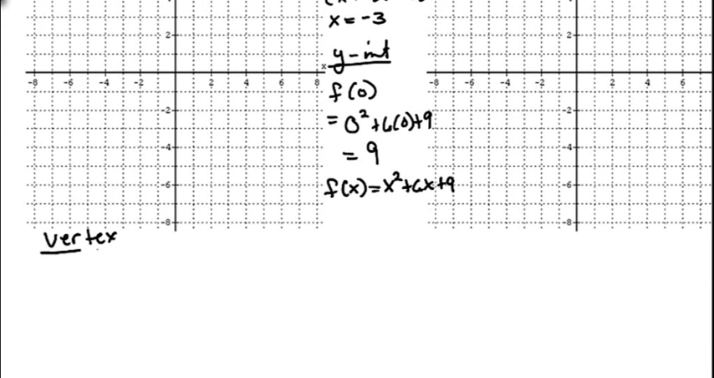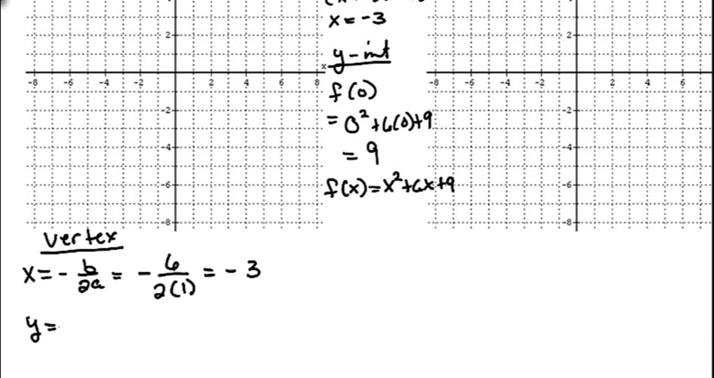The way that we find the vertex, remember, the x-coordinate was at negative b over 2a. And so put your negative sign down, and then it's b. b is always the number that's right in front of x. So for this one, it's positive 6 divided by 2 times a, and a is always the number right in front of x squared. And when there is no number there, there's an implied 1. So a for this one is 1. And so we end up with negative 3. Now to find the y-coordinate, you just plug this into your function.